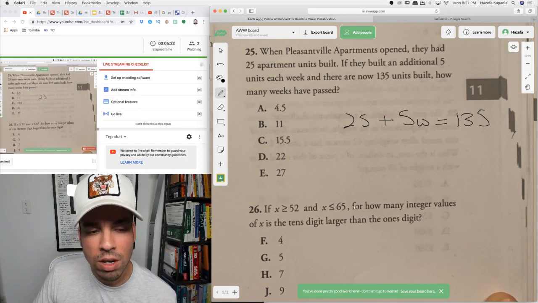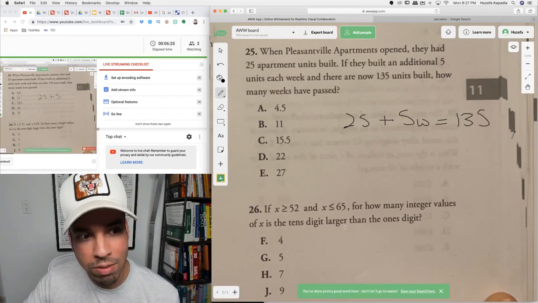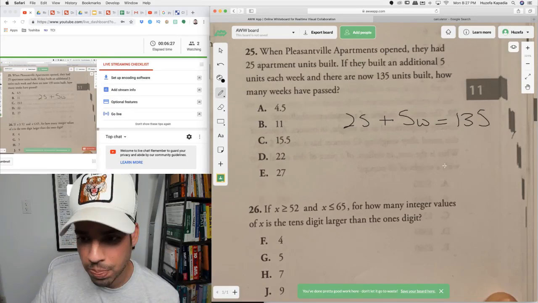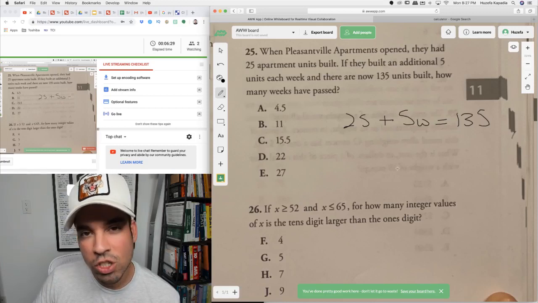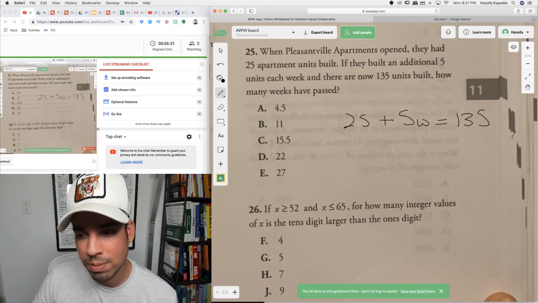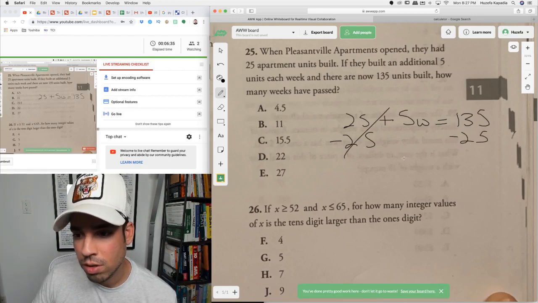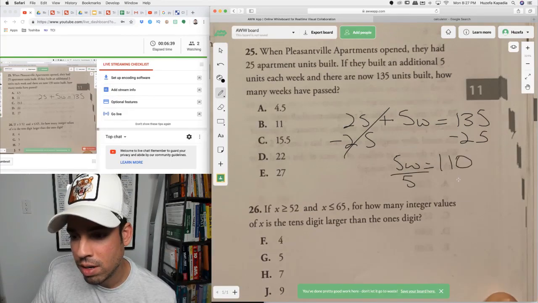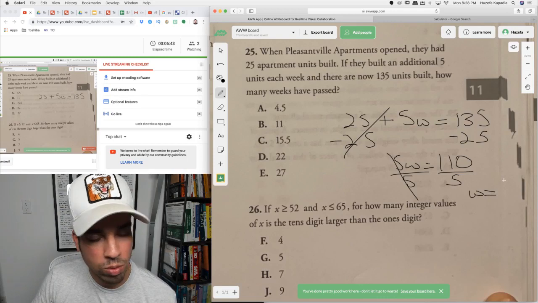It just flows as you get into the mindset and habit of automatically turning things into an equation when possible. Remember, an equation just means it's a relationship between everything. Solve for W. 5W equals 110, divided by 5, divided by 5. W equals 22.